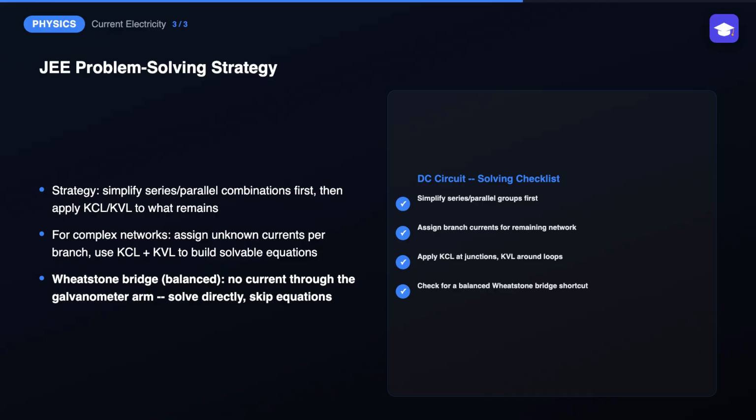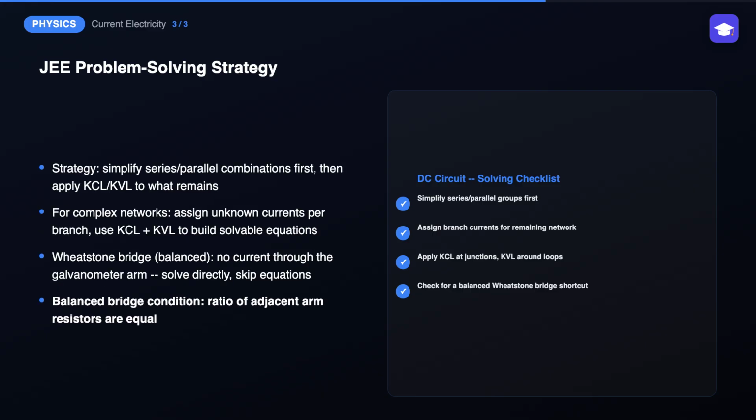A frequently tested trap involves a Wheatstone bridge specifically balanced where no current flows through the bridge's central galvanometer arm. Recognizing this balanced condition immediately, where the ratio of resistors in two adjacent arms equals the ratio in the other two, lets you skip the entire simultaneous equations approach completely and solve directly, far faster.